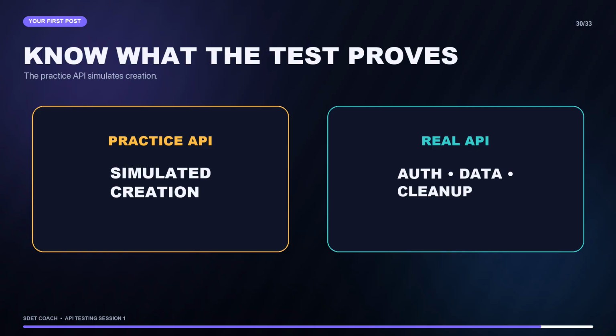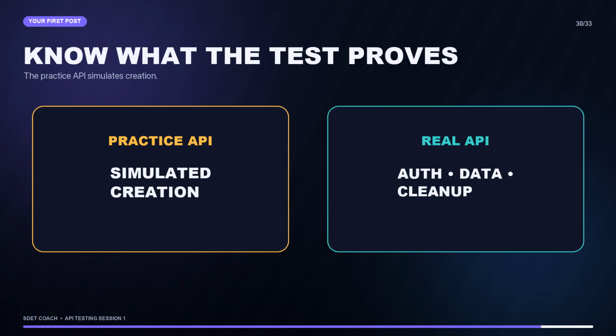Real APIs add more concerns. Authentication tokens identify the caller. Authorization rules limit which records the caller may create or view. Data may need cleanup after the test. Duplicate requests may require idempotency handling. Dependencies may time out. Logs and correlation identifiers may be needed to investigate failures. Those topics belong in the next session with put, delete, and a maintainable framework.